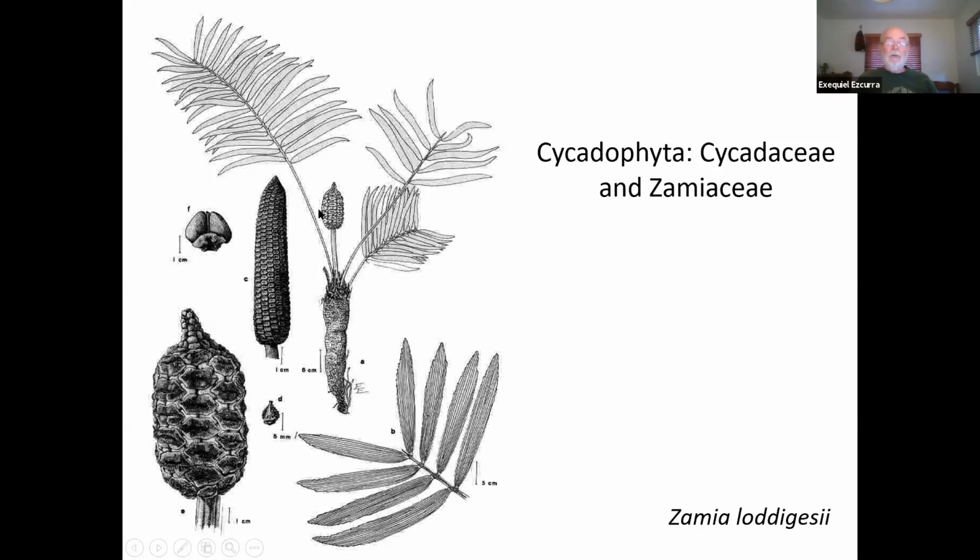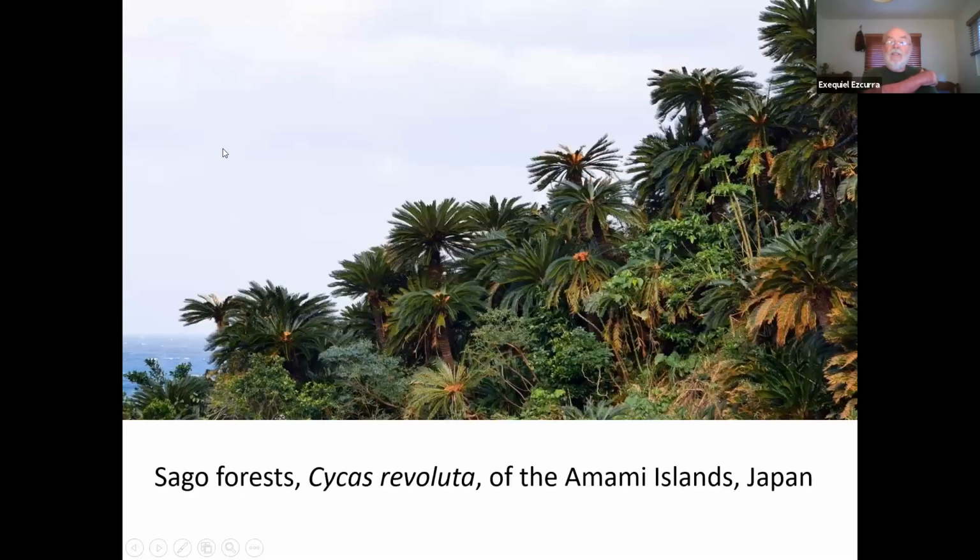The leaves in these plants look like palms. They're pinnate, they have a central rachis, and the parallel vein leaves coming on the sides. The Cycadaceae dominated the earth around 160 to 200 million years before present, and still in some parts of the world they can form dense forests. This is Cycas revoluta, known in Japanese as sago, that forms dense forests in the tropical wet Amami Islands in the southern part of the Japanese archipelago.